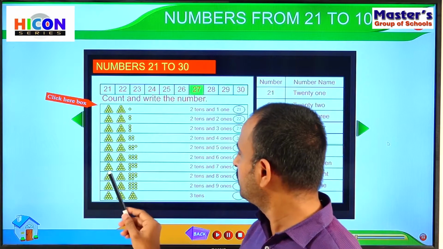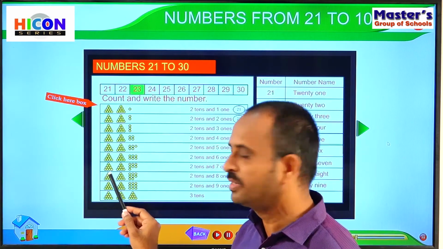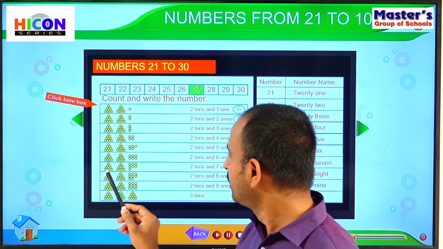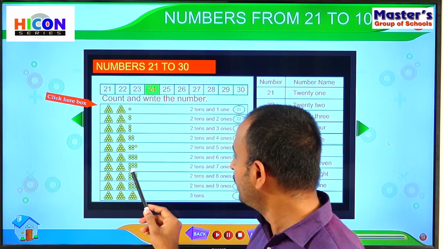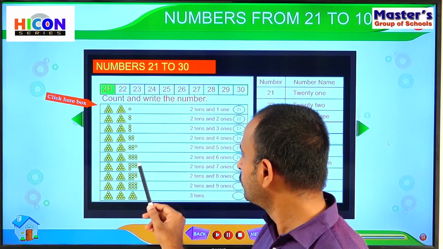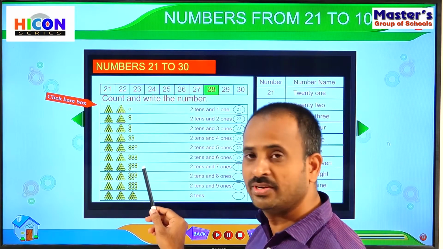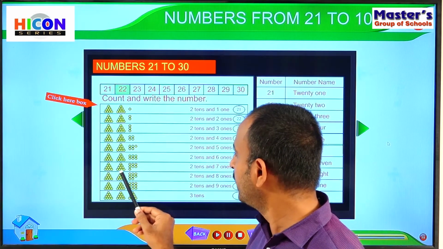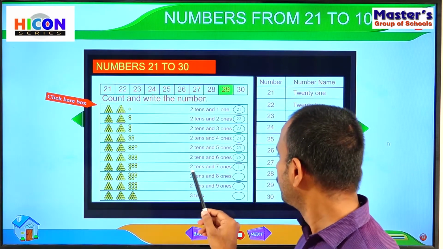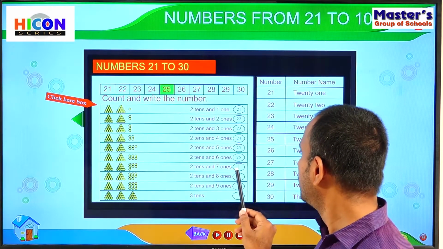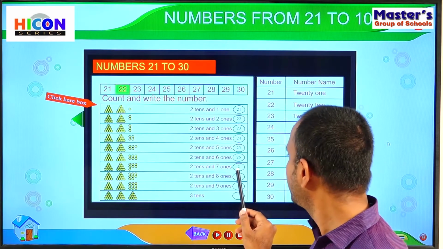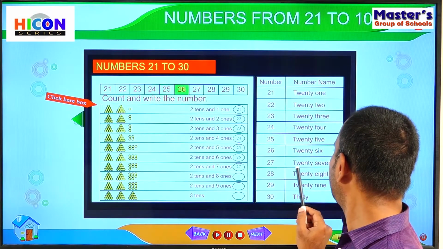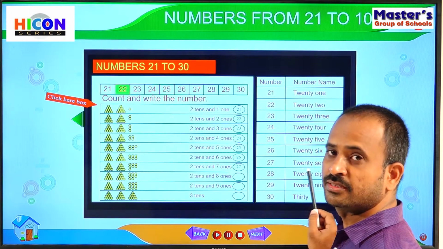So children, see the next one. How many tens are there here also? Here also there are two tens. That is two groups. Each group represents one ten. How many single balls are there? 1, 2, 3, 4, 5, 6, 7 single balls are there. That means it is 7 ones. So 2 tens and 7 ones. How much number will it form? 27. Write 27 here. This can be read as 27.